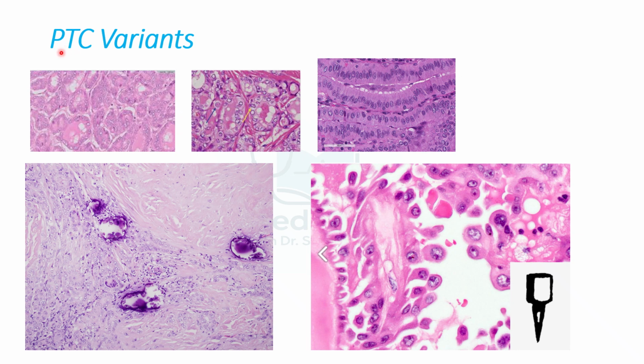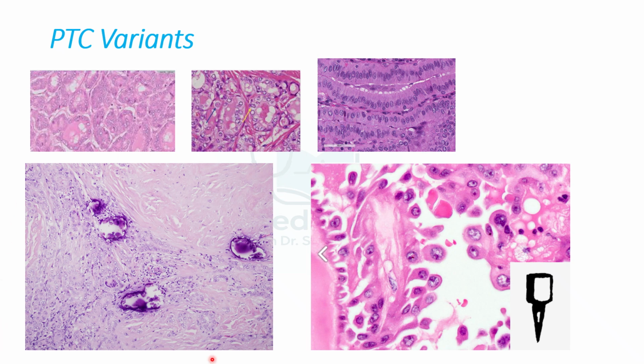Now this is the slide which shows microscopic diagrams of PTC variants. First picture shows follicular variant. You can see follicles lined by cells showing clear nuclei. Second picture also is follicular variant. You can see follicles lined by clear looking nuclei. Third picture is tall cell variant. In this you can see tall thin cells and nuclear features are same, that is you can see clear nuclei.